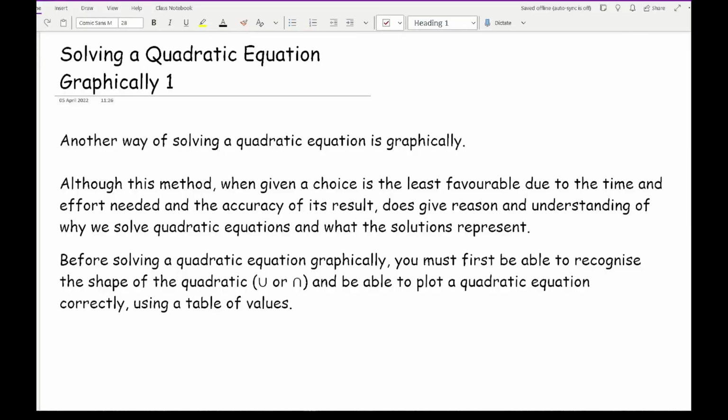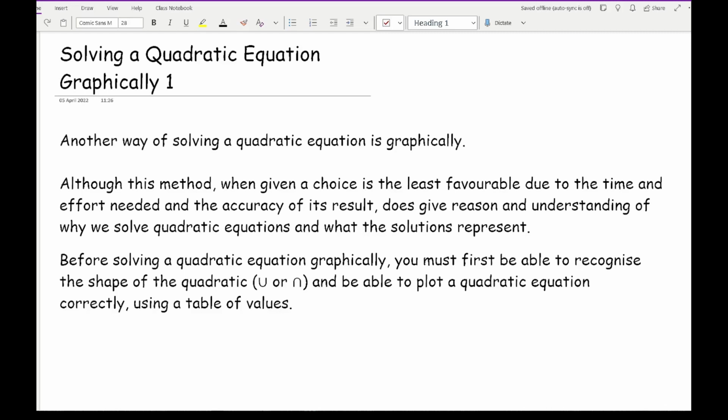Now, another way of solving a quadratic equation is graphically. Although this method, when given a choice, is the least favourable due to the time and effort needed and the accuracy of its results, it does give reason and understanding of why we solve quadratic equations and what the solutions represent.